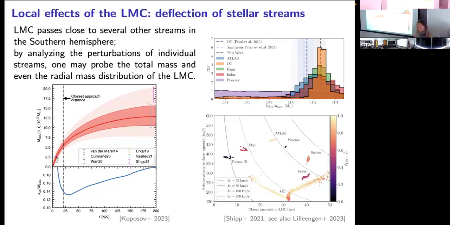There are a bunch of other streams in the southern hemisphere that display a similar level of misalignment, and for them there was no such detailed modeling, just an overall estimate of the mass of the LMC that causes it. And they all converge more or less in the same range. So this is the mass, something like between 1 and 2 times 10 to the 11 solar masses. That's compared to the Milky Way's mass of 10 to the 12 solar masses. So that's one indication that the LMC is quite massive.